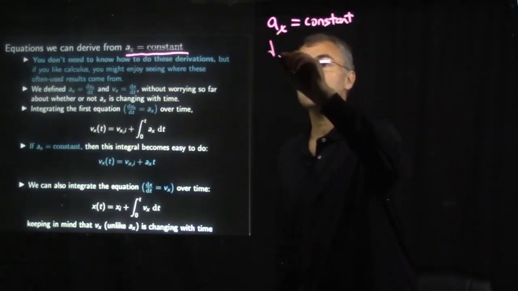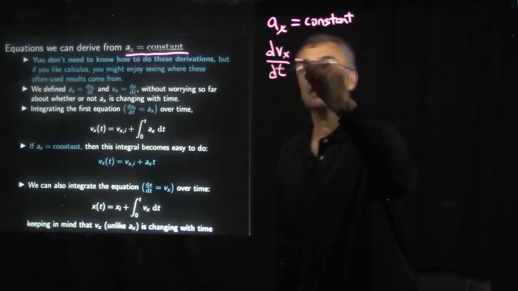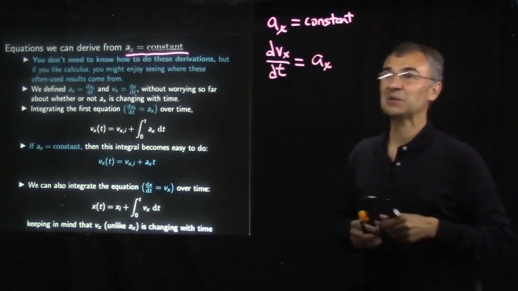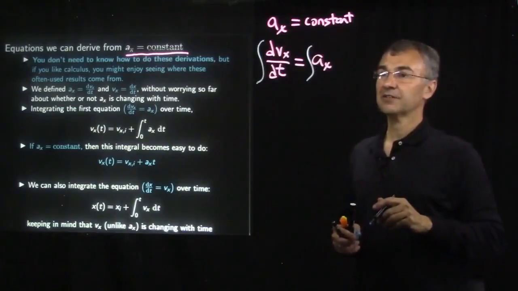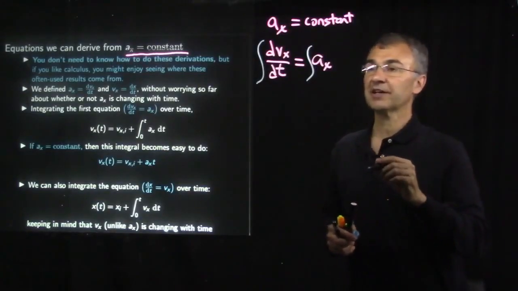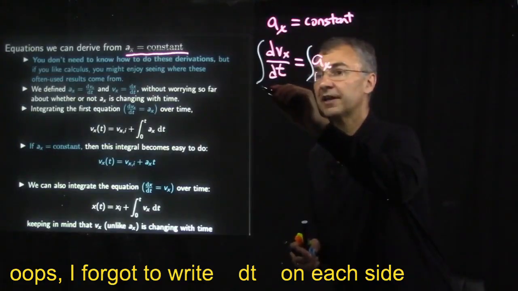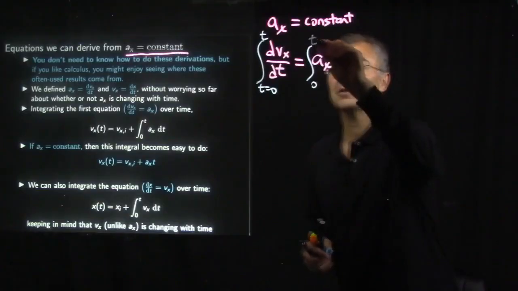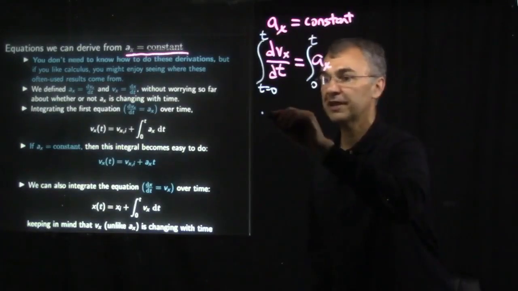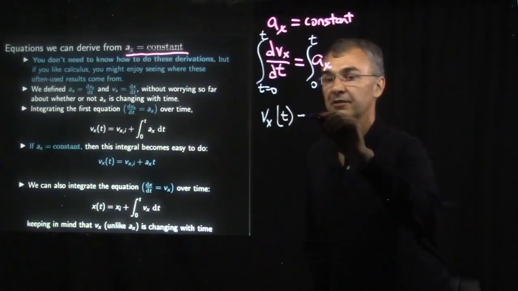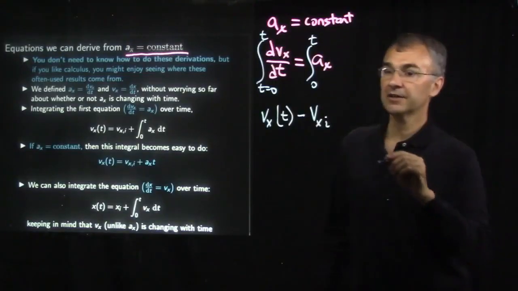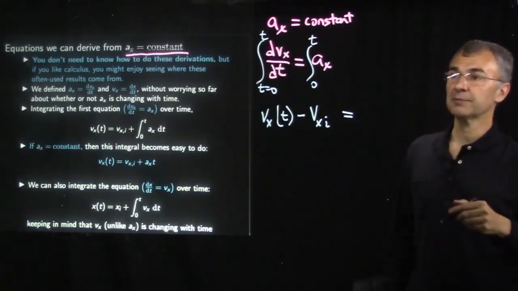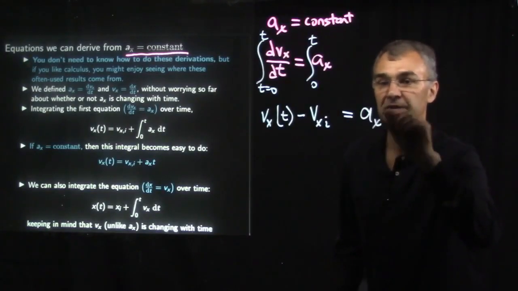We know dv sub x by dt equals a sub x. That's just the definition. We can then, if we like calculus, integrate both sides. On the left-hand side, if we integrate dv sub x by dt, starting at t equals 0 and going up to t equals t, so from 0 to t, we get v sub x of t minus v sub x initial. And on the right-hand side, if you integrate a constant, you basically just multiply by t. So that's a sub x times t.